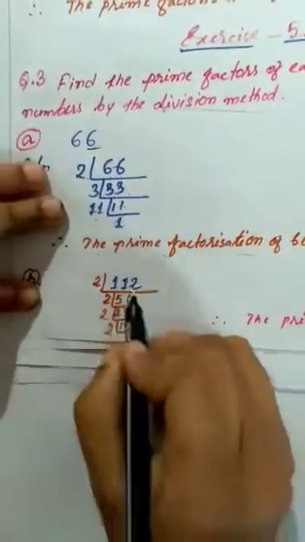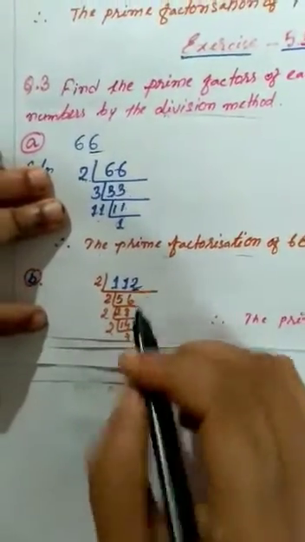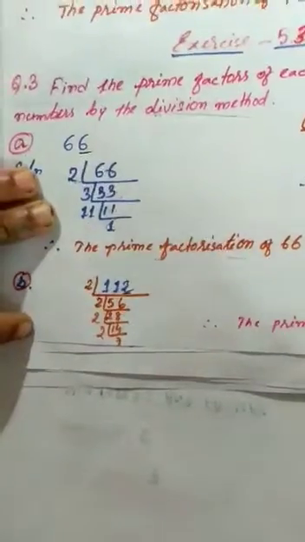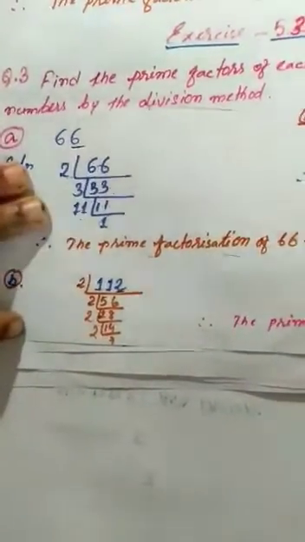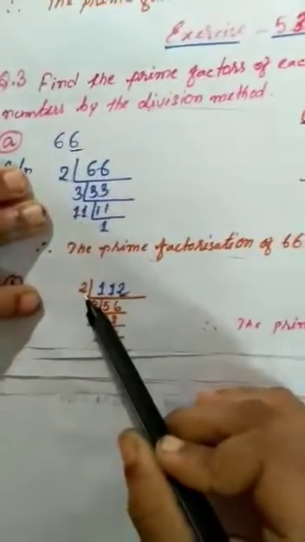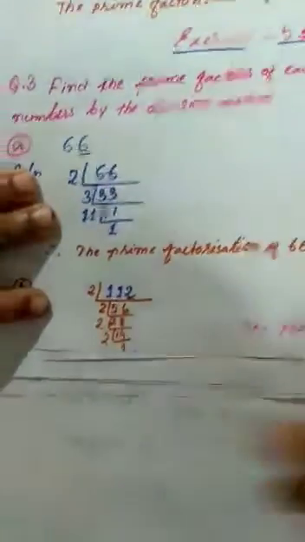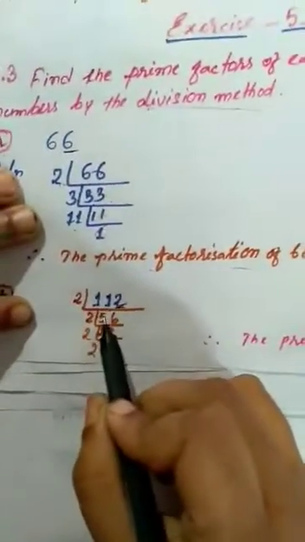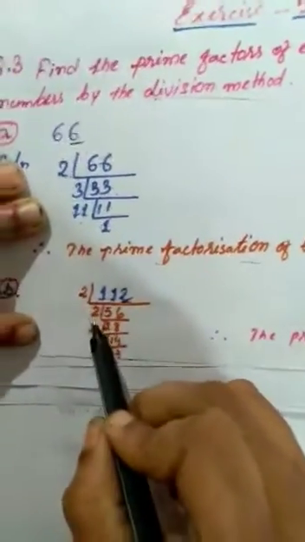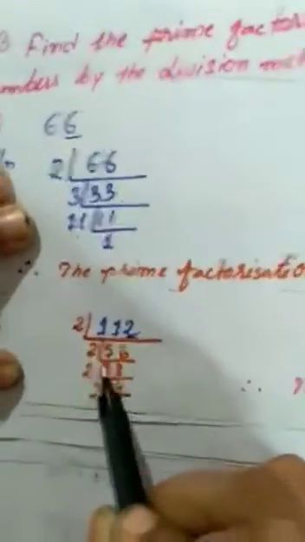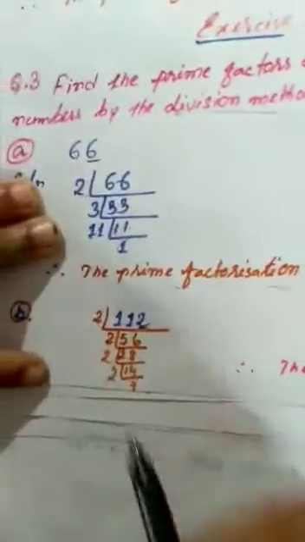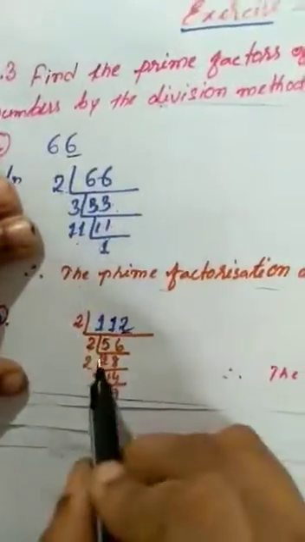The unit digit is 2, and we have to start the division process with the smallest prime number, and as the smallest prime number is 2, it's divisible by 2. So 2 5s are 10. If you see 2 5s are 10, 1 will remain, and 1 and 2 make 12. So 2 6s are 12. Alright, now again 2 2s are 4, then 4. If you do it in your mind, alright. If you have doubt, you can do it on the rough page also.